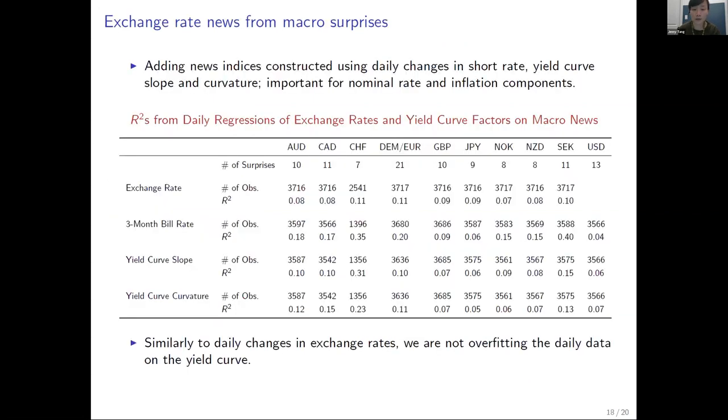To do that, we're going to use the exact same methodology, but we're going to add a little bit to it. We're going to add news indices constructed using not just the daily changes in exchange rates, but also the daily changes in short rates and the yield curve slope and curvature factors. The main reason for this is that these turn out to be important for the nominal rate and inflation components, perhaps unsurprisingly. Here I'm showing the R-squareds again from the first stage regressions at the daily frequency, and similar to the daily changes in exchange rates, these daily data on the yield curve are not overfitted either.